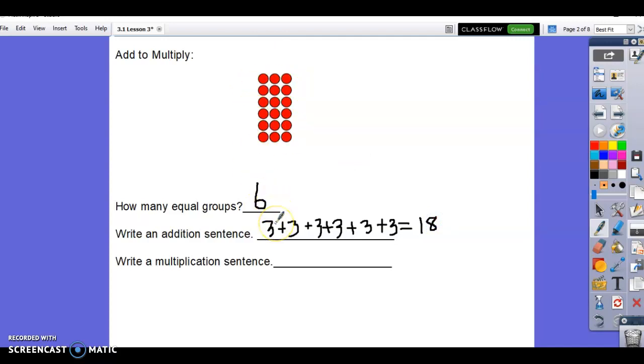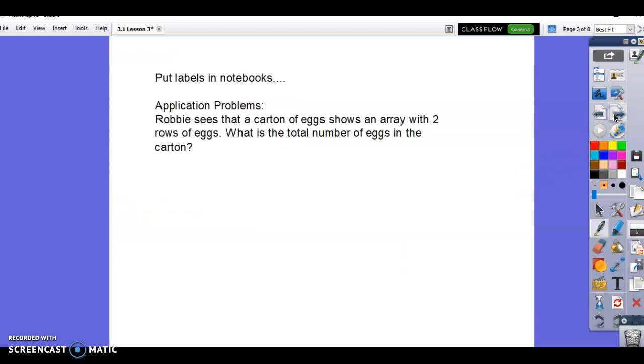So now we're going to write a multiplication sentence, okay? So remember this first part is my number of equal groups. So here I'm going to go back and I'm going to say 1, 2, 3, 4, 5, 6. So that is 6. And then my X means what? X means groups of. Good. So 6 groups of 3, and 6 groups of 3 equals 18. Excellent job. All right, let's move on.